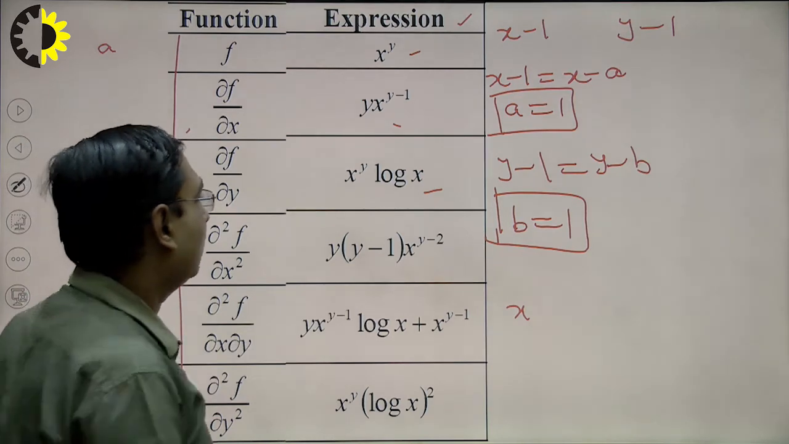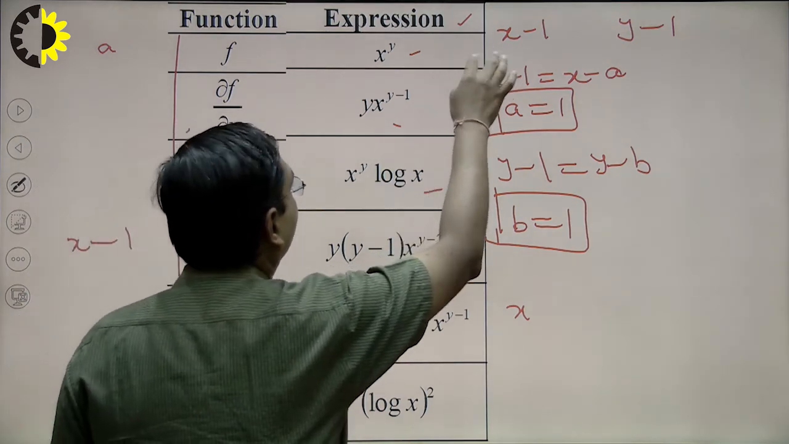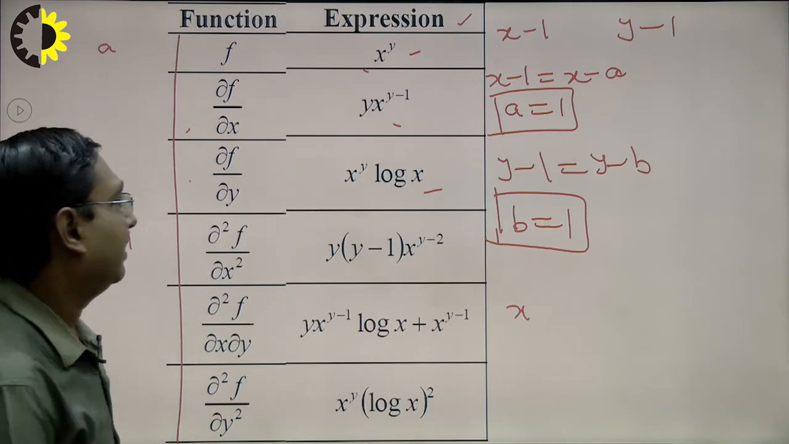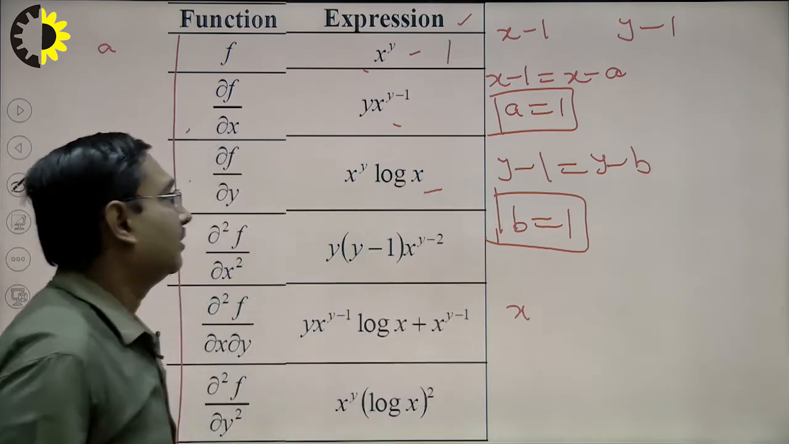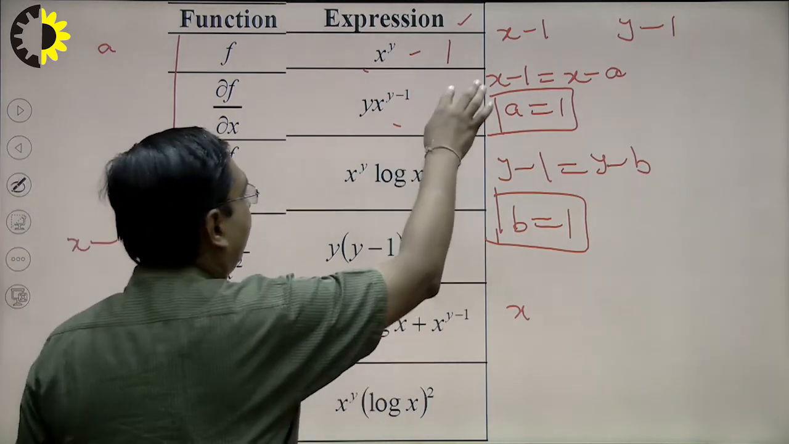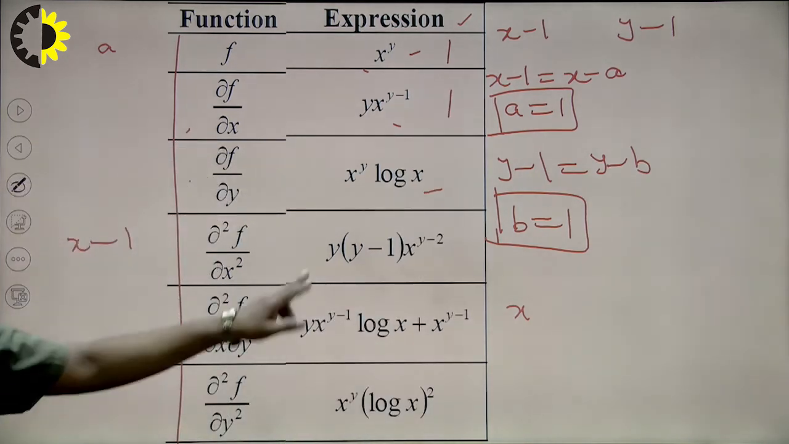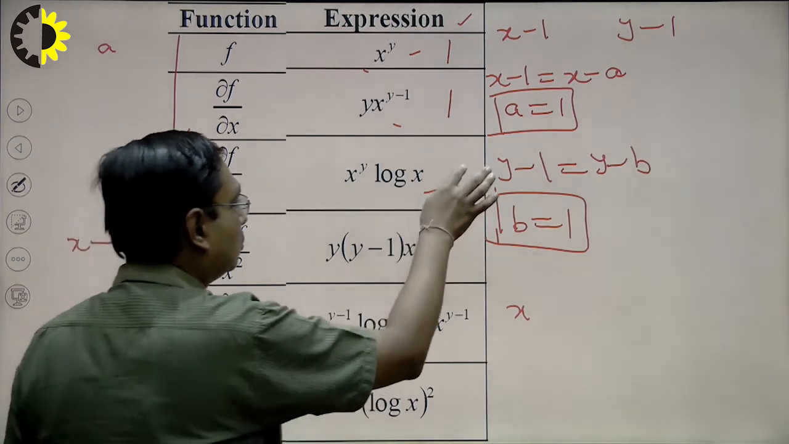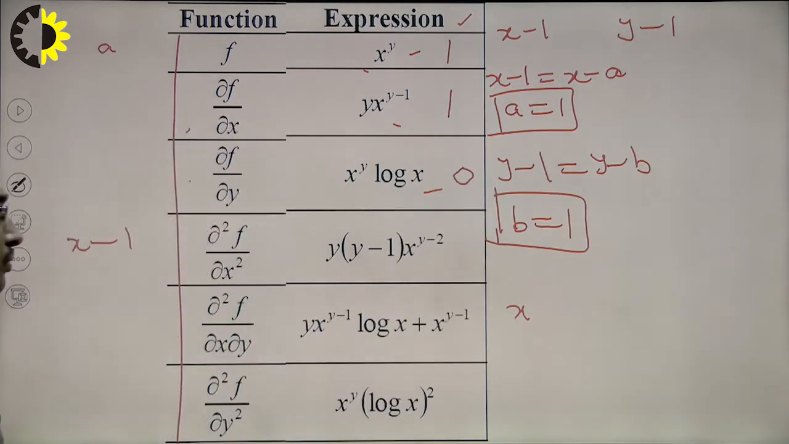Substituting a equal to 1 and b equal to 1, what will happen? When I substitute x equal to 1, y equal to 1, it will be 1. When I substitute x equal to 1, y equal to 1, it will again become 1. This log x will be converted to log 1, which is 0. So this term will be 0.